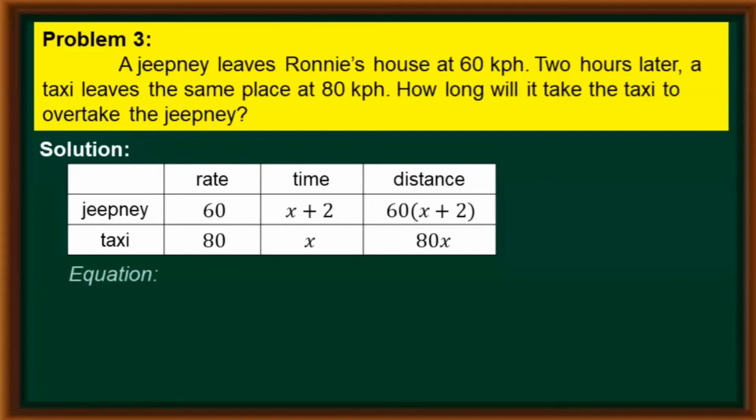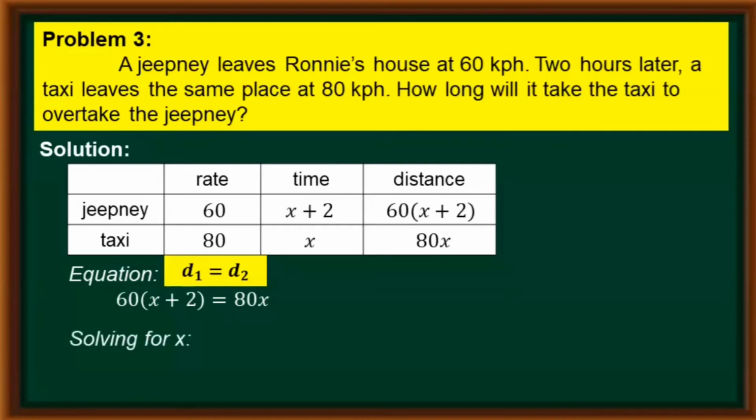We now create our equation. Going back in our problem, take note that the jeepney and the taxi travel in the same direction because the taxi is trying to catch up with the jeepney. It means that the equation that we will be using would be d sub 1 equals d sub 2. So our equation would be the distance 1, which is for the jeepney, we have 60 times the quantity x plus 2. That would be equal to the distance 2, which is for the taxi, and that is denoted by 80x.